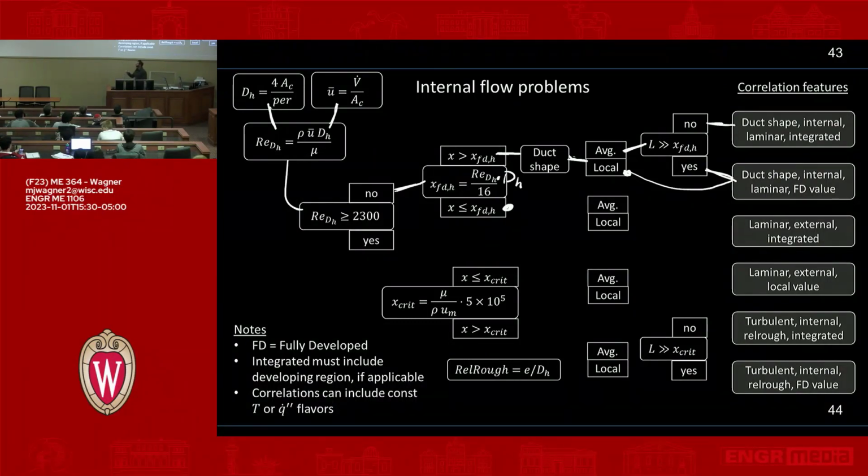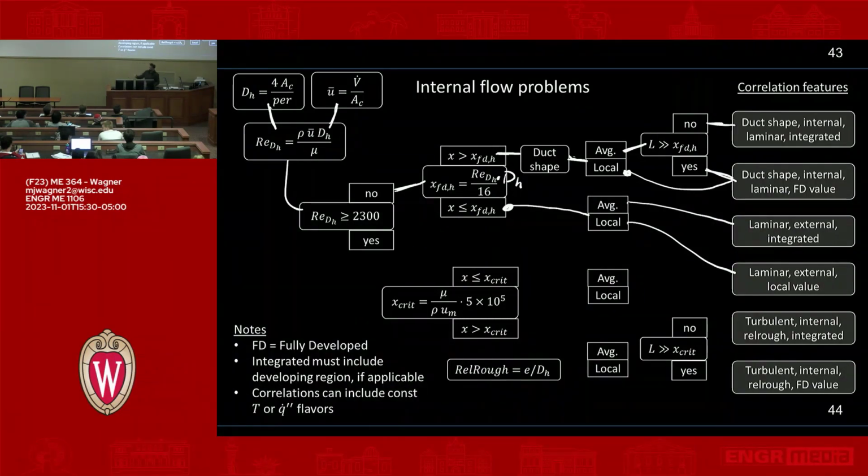Okay, so X, we're now in the entry region still. So I'm going to ask, are we looking for an average or a local value? If we're looking for an average value, then I'm going to go laminar, external, right? I'm still in the entry region, or developing region. So laminar, external, and I'm going to integrate the value. If it's local, I'm going to go down here. Laminar, external, local value. All right? So, okay, that branch should be resolved.